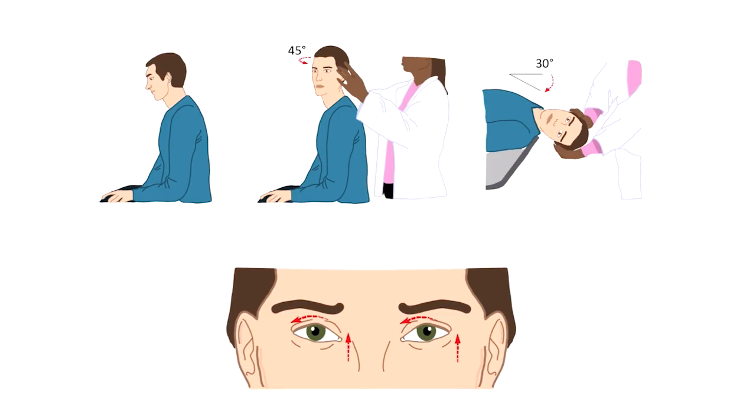Here is the illustration of the Dix-Hallpike maneuver. First, we rotate the head to 45 degrees on one side. Then we quickly lie the patient down and overhang the patient's head over the edge of the bed. We observe the presence of nystagmus in this position. Then we repeat the same maneuver on the other side.